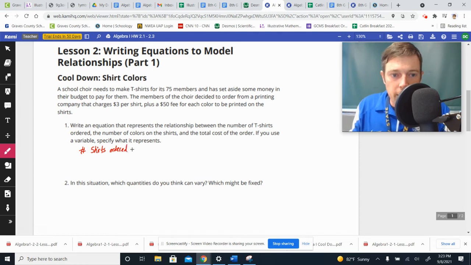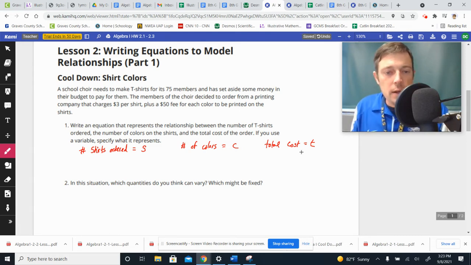Let's call that S for shirts. The number of colors that are on the shirts, we'll call that C. And the total cost, if we need to, we'll call that T. If you use a variable, specify what it represents, and we've already done that. So we have our variables laid out.